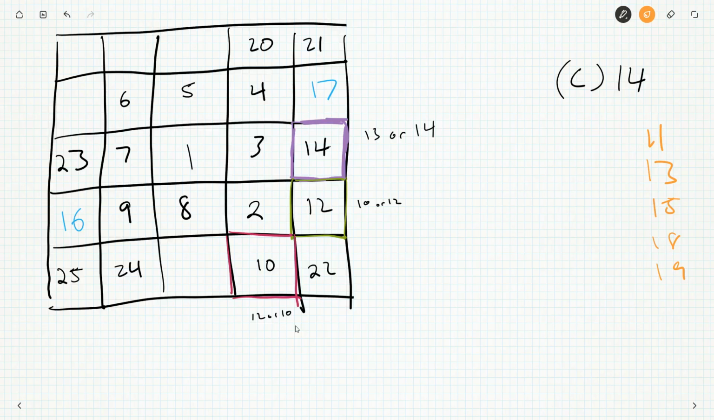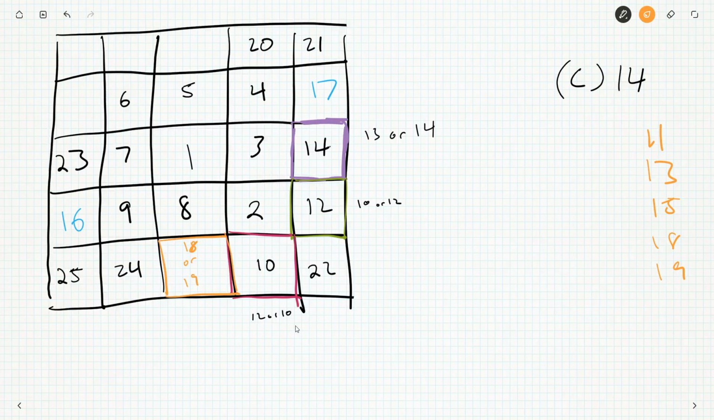What numbers could go here? 10 plus 2, no, 12's already taken. 10 plus 8, it could be 18. Or it could be 10 plus 9 is 19, and that's really it. Okay.